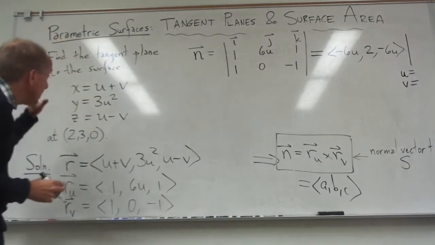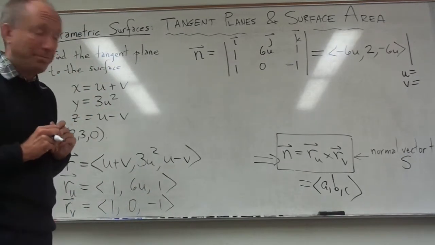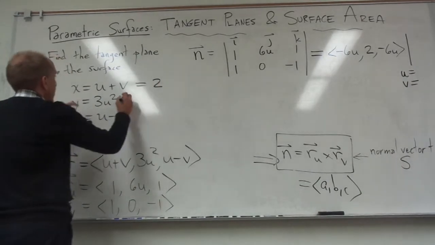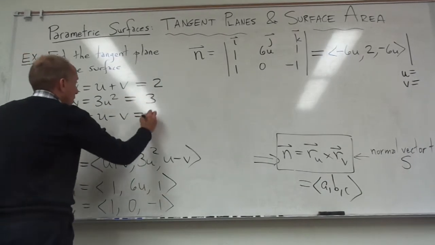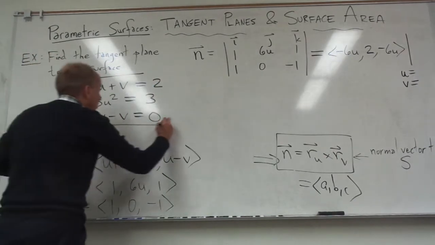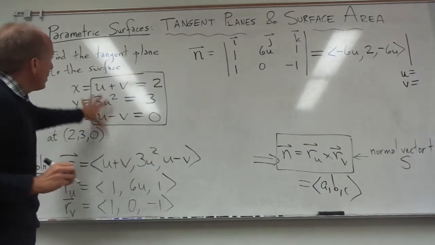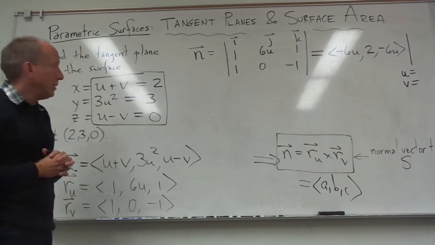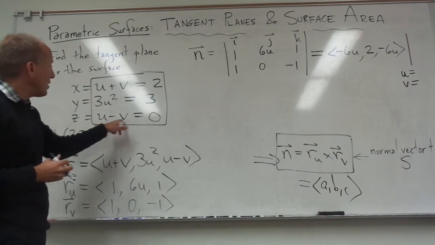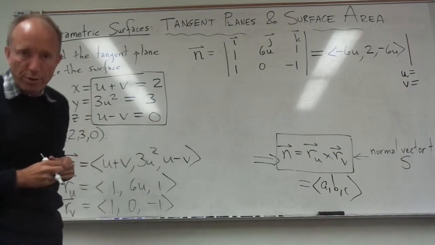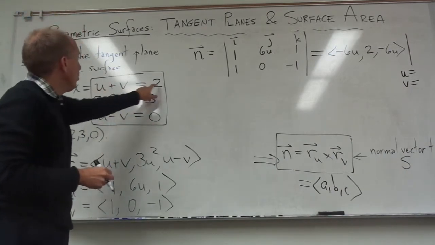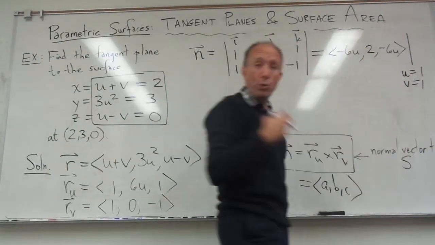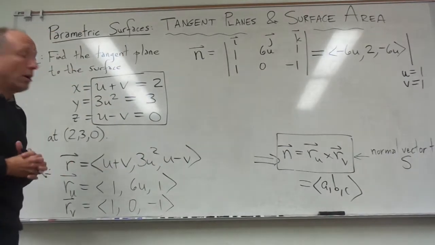And that was actually not given to me. I do know that x is equal to 2, y is equal to 3, and z is equal to 0. What you have to do is take these equations and figure out what u and v are. It's not really too hard. The last equation forces u to be equal to v. And if u and v are equal, but they add up to 2, then they're both equal to 1. So the values of the parameters at the point we're looking at are 1 and 1.